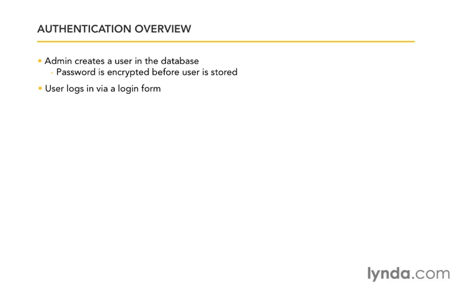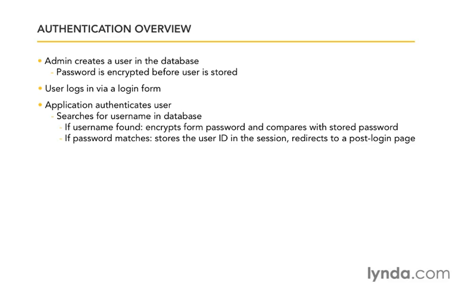When the user shows up to log in, they go to the login form, they enter their username and password and hit submit, and the application then tries to authenticate based on that username and password. It searches for the username in the database, and if it finds it, then it encrypts the password they gave us and compares it against the encrypted stored password. We'll talk about why that's true in the next movie. If those two encrypted passwords match, then it's going to set a variable in the session to the user ID and then redirect the user to whatever post-login page we want them to see.